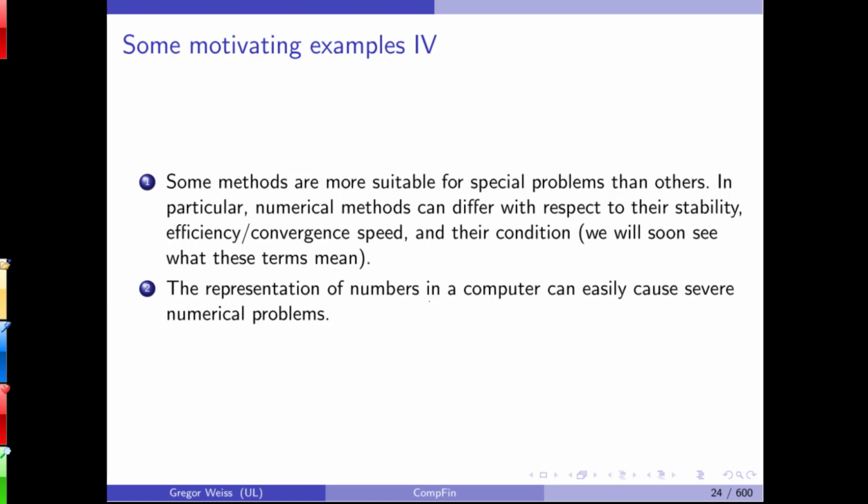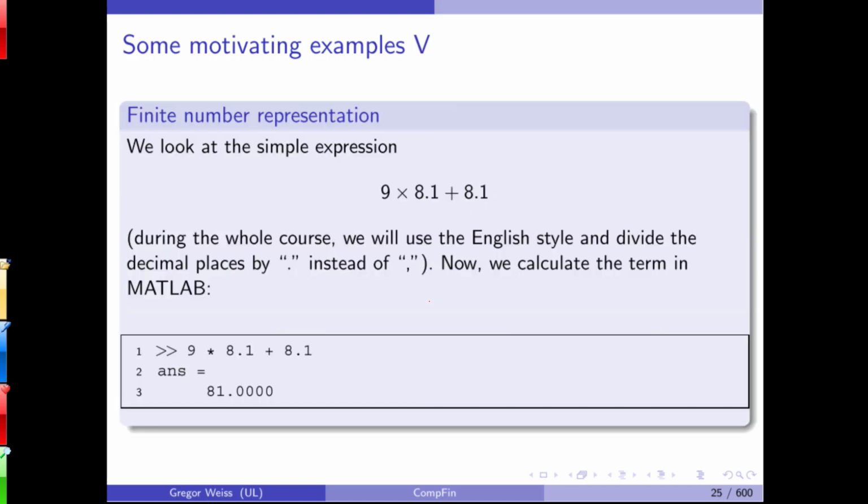We will see that these numerical methods differ with respect to stability, efficiency, and also their convergence speed, and what we will later refer to as the condition of a problem. And last but not least, the computer itself can cause problems, which we'll see in the next very simple example. We'll look at a very simple expression that is 9 times 8.1 plus 8.1. Now, analytically, this is very simple. This is just 10 times 8.1, so the result should be 81. Nothing more, nothing less, 81.